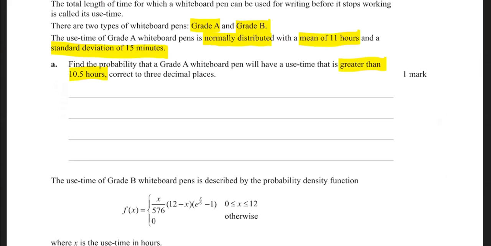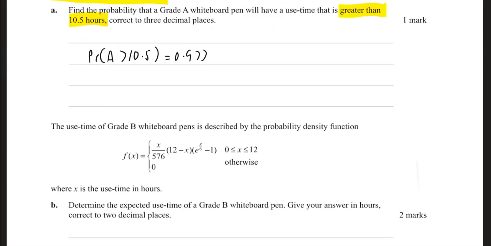That would just be PR of X greater than 10.5. And you can just evaluate that on your CAS and you get 0.977. And bear in mind that standard deviation is a quarter of an hour, not just 15 minutes.